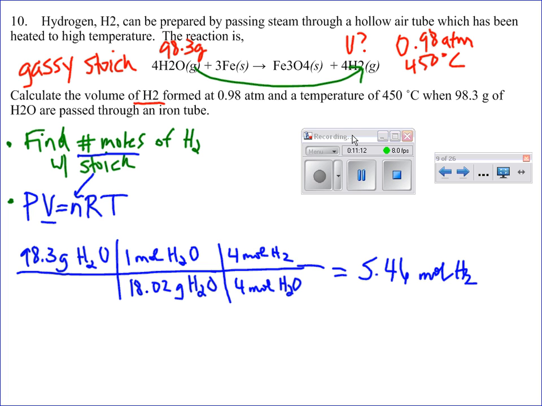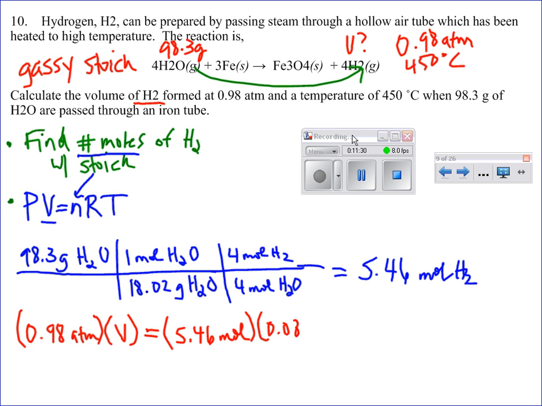Pressure they gave us as 0.98 atm, which is good news because we want it in atm. We are looking for volume. The number of moles we just calculated was 5.46. R is always 0.0821 in gas laws at least, liter atm per mole Kelvin.